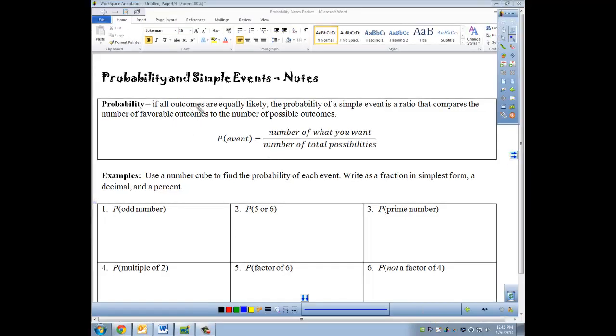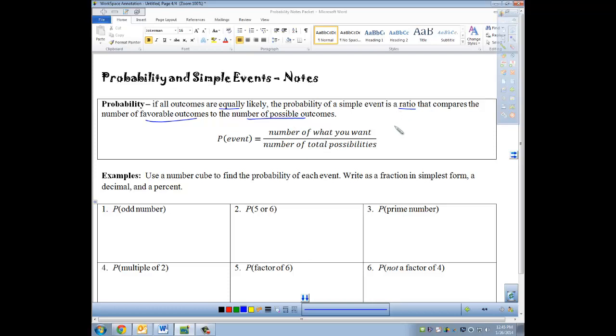Probability is if all outcomes are equally likely. The probability of a simple event is a ratio. So ratio, we think of fractions, that compares the number of favorable outcomes, so what you want, to the number of possible outcomes, so your total possibilities. So here it's written as our fraction, our ratio, is the number that you want over your total options.